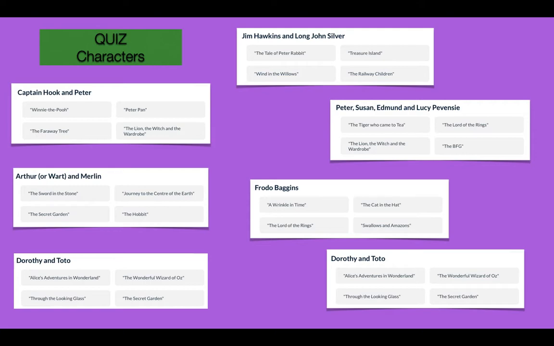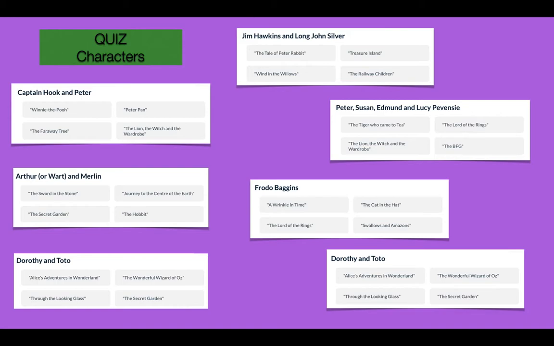Peter, Susan, Edmund and Lucy are characters from number 3, The Lion, the Witch and the Wardrobe. Frodo Baggins is a character from number 3, The Lord of the Rings. And we don't need to do Toto and Dorothy again. How are you doing? Remember, this is just really a fun quiz.